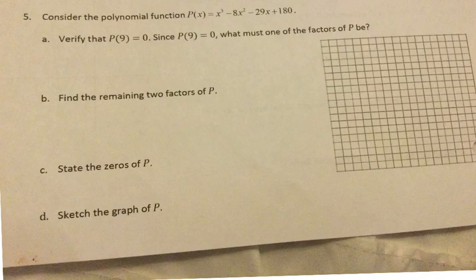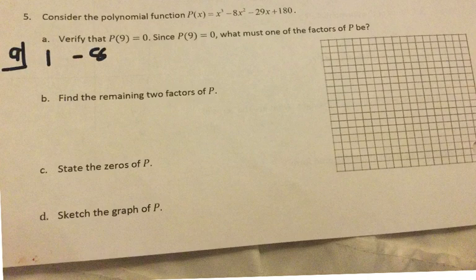5. Consider the polynomial function p of x equals x cubed minus 8x squared minus 29x plus 180. It tells me verify that p of 9 equals 0. So that means if I plug in an x value of 9, the y value is 0, which means 9 should be an x-intercept. So if I could verify that, we could plug in 9 if we wanted to, or we could just use synthetic division. So let's do synthetic, just so we practice the remainder theorem.